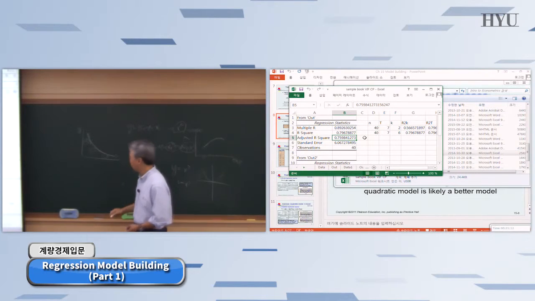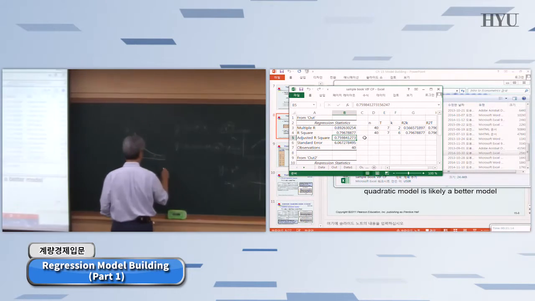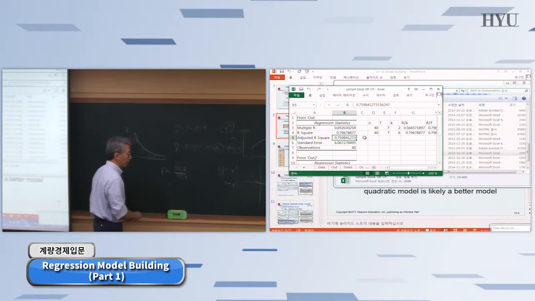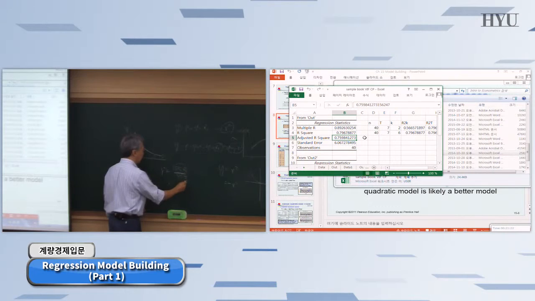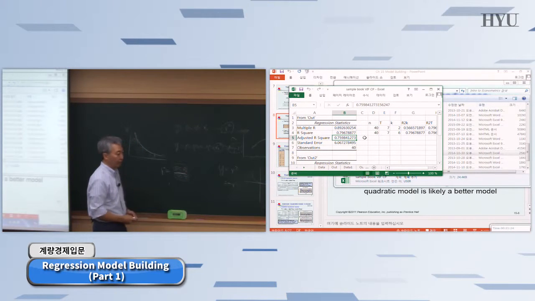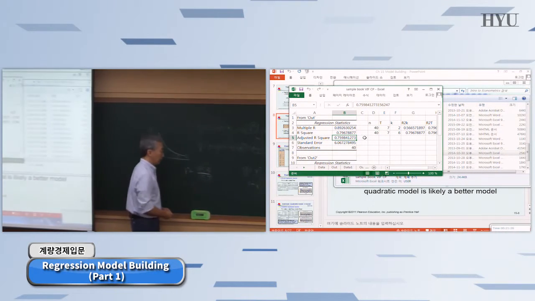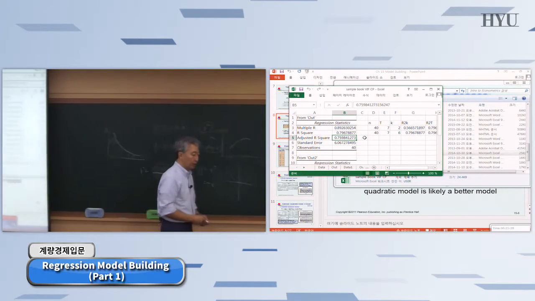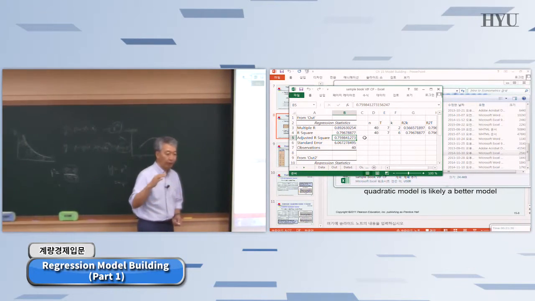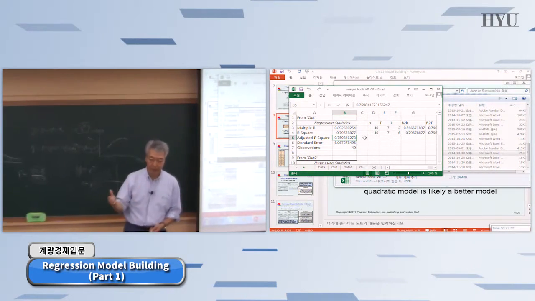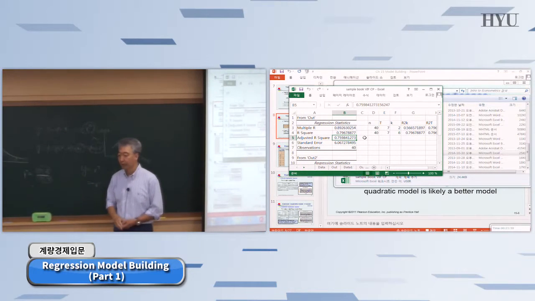You all remember the concept of R square, right? R square is SSR over SST, explained variation divided by total variation. So R squared tells us just how much of the total variation in the dependent variable is explained by independent variables, okay?